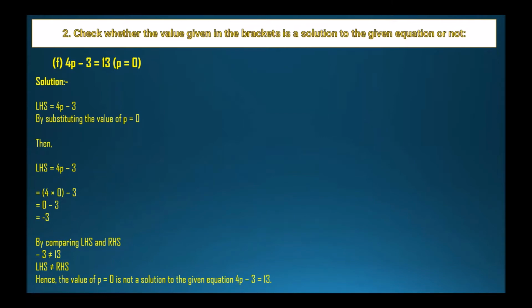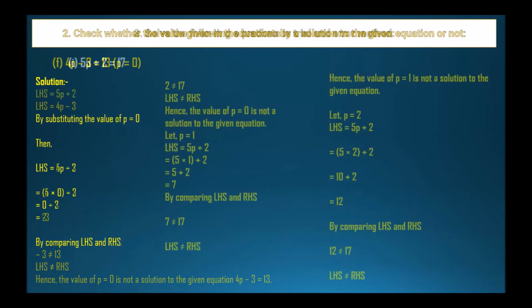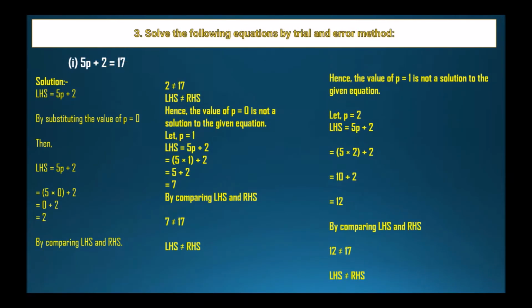Next, solve the following equation by trial and error method. The equation is 5p plus 2 equals 17. LHS is 5p plus 2. By substituting the value of p equals 0, we get 5 into 0 plus 2. So 0 plus 2 is 2. By comparing LHS and RHS, 2 is not equal to 17. Hence p equals 0 is not a solution to the given equation.